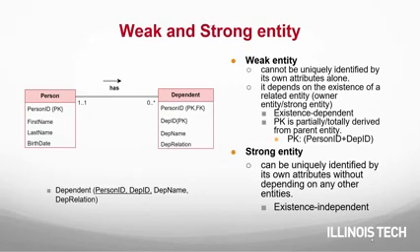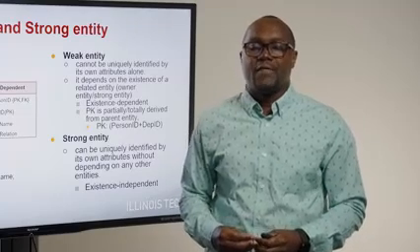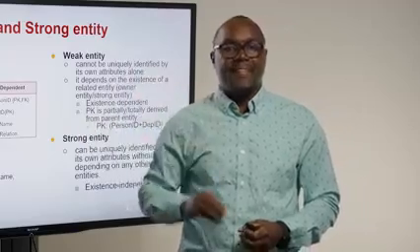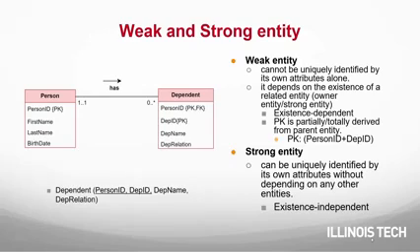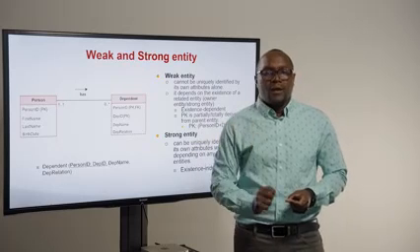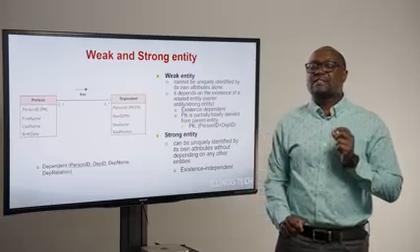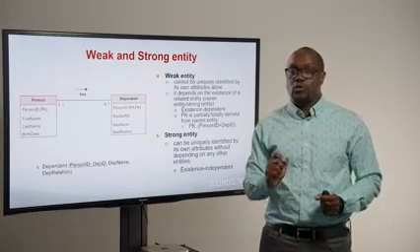Weak and strong entities. We define the weak entity as an entity that cannot be uniquely identified by its own attributes alone. That means it depends on the existence of another entity, and that entity is a strong entity, the parent entity. You can also say that its existence is existence dependent, and this basically means the existence is dependent on another entity.